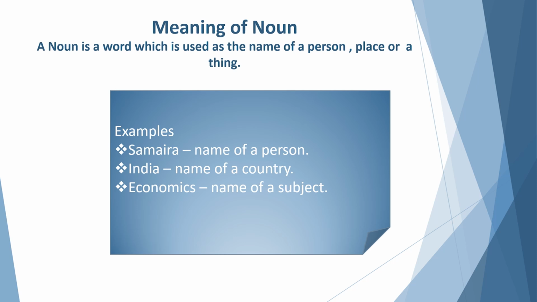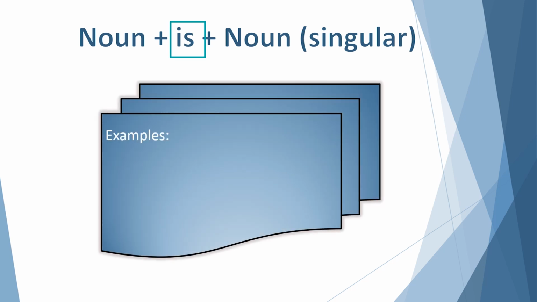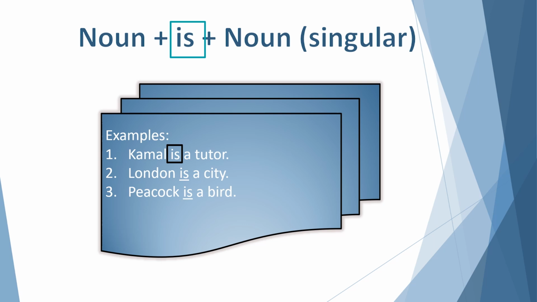Coming to the usage of be with noun, the first concept is noun plus is plus noun singular. Since the second noun is singular, we will use is before that. Let's have a look at some examples. Kamal is a tutor. So because tutor is a singular noun, you will use is before that. Similarly, London is a city. Peacock is a bird. James is an American.